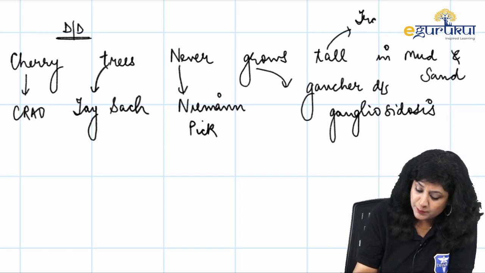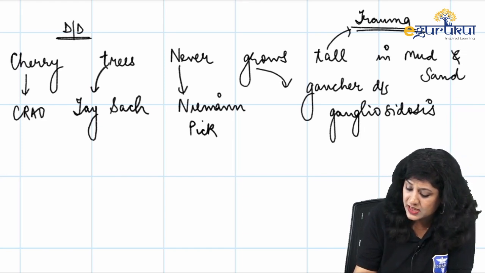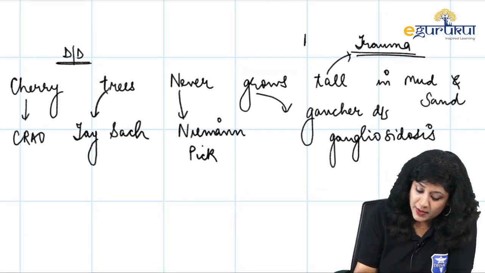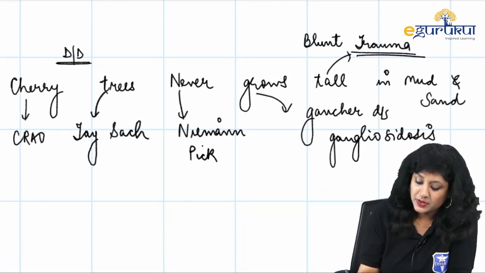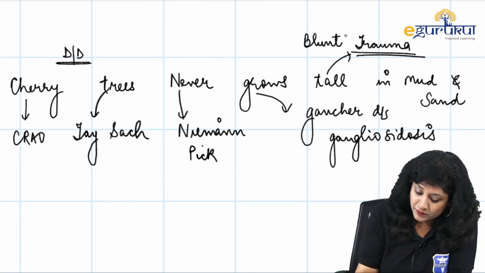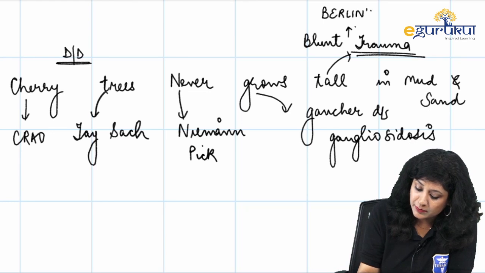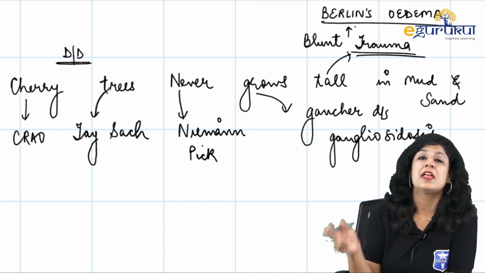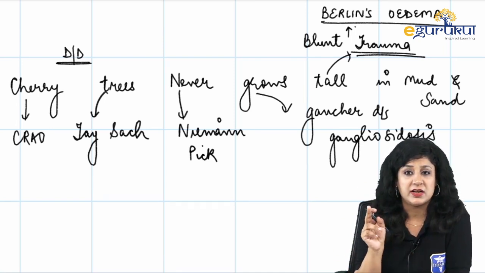Now again, this is important. Many times it is asked in your examination also. Trauma happens to be asked many times. This trauma is actually the blunt trauma. Now what do you get in this blunt trauma? We get the macular edema, which is called Berlin's edema, and this Berlin's edema again is a DD of your cherry red spot.